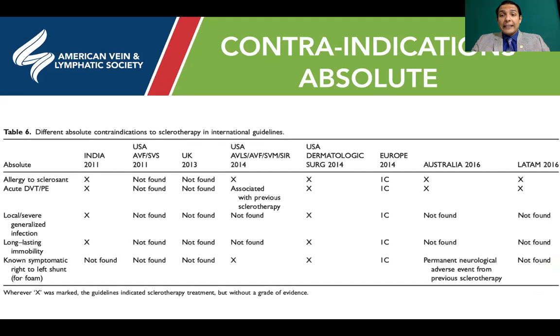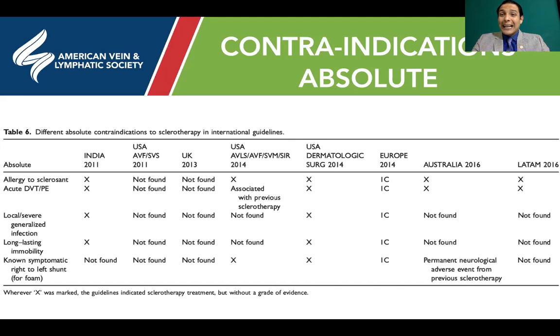Moving on to contraindications. There is a lack of uniformity between the different guidelines. Many documents even differ on which is an absolute and which is a relative contraindication, like pregnancy or acute superficial thrombosis. The Indian guideline is the only one considering pregnancy as an absolute rather than a relative contraindication. Interestingly, the same guideline deems saphenofemoral junction incompetence as a relative contraindication.